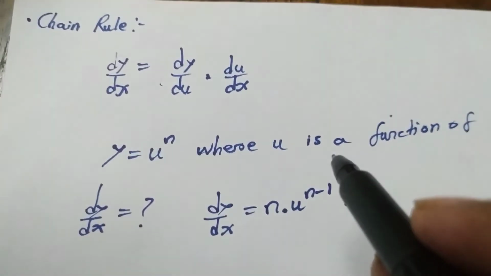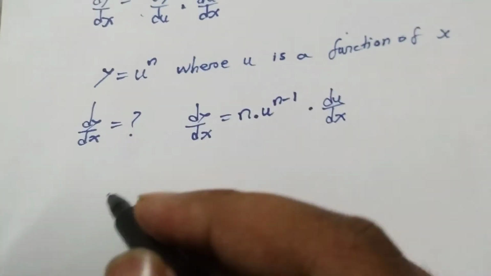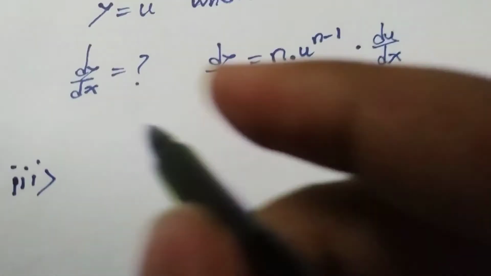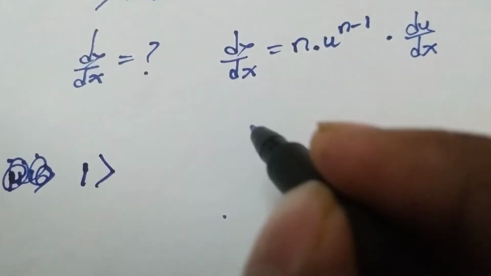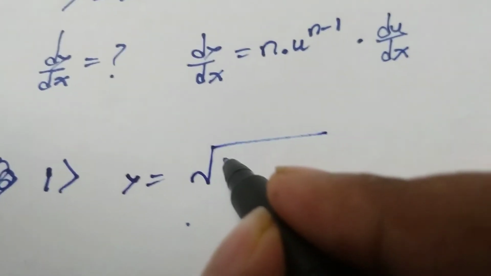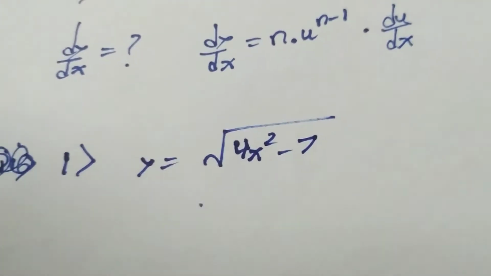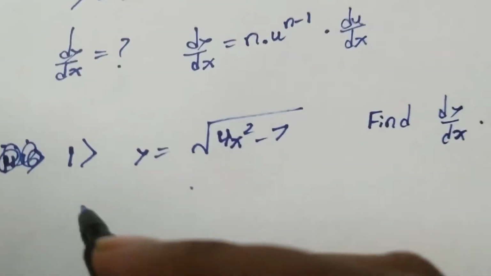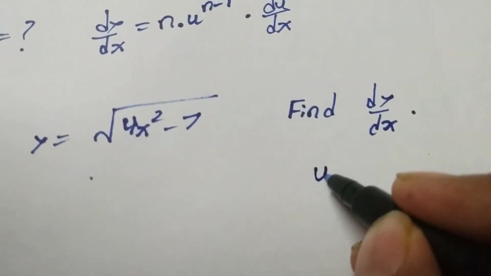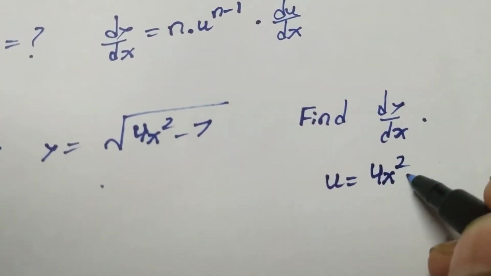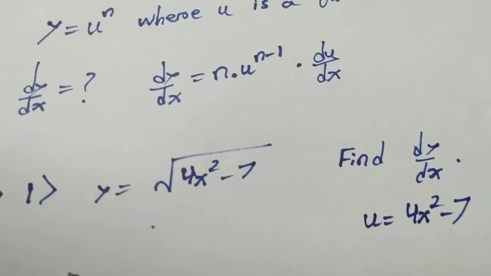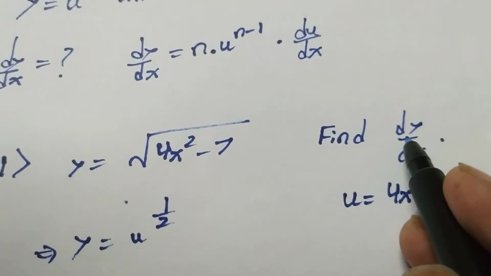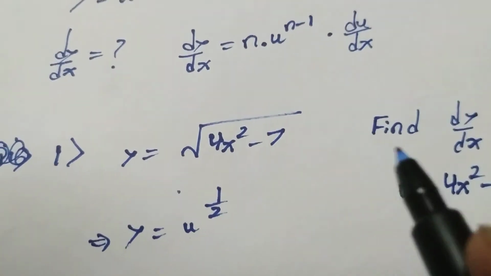Now I will give you some examples so that you understand this concept better. Our first example is y equal to root over 4x square minus 7, and we have to find dy dx. Now how to do this? Here u is given as 4x square minus 7. Now we can write y equal to u to the power half. Now we are asked to find dy dx, not dy du, so we have to apply chain rule.